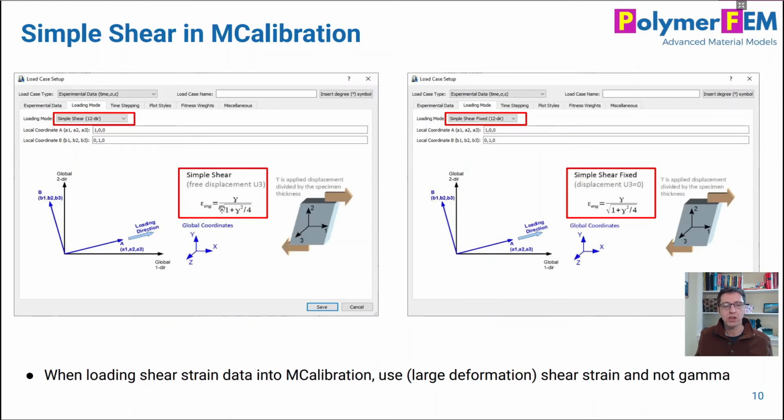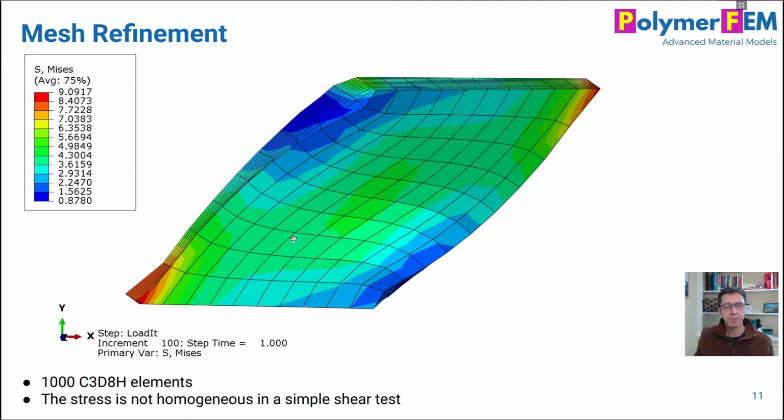It doesn't change the shear strain 1-2, but it changes the pressure and it changes the response in the 3 direction. So I would certainly think carefully about which of these you pick when you work with MCalibration with simple shear data that you have generated or someone generated for you. Another issue with simple shear is that it really isn't so simple.